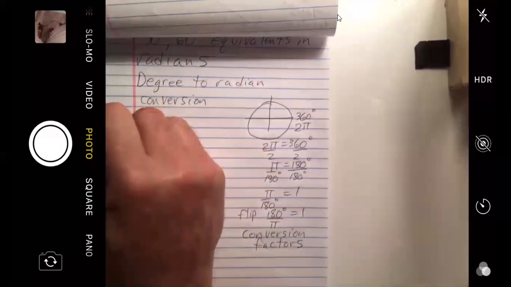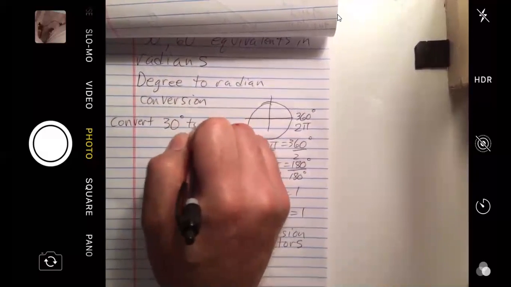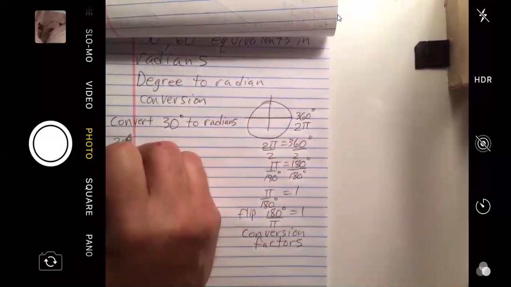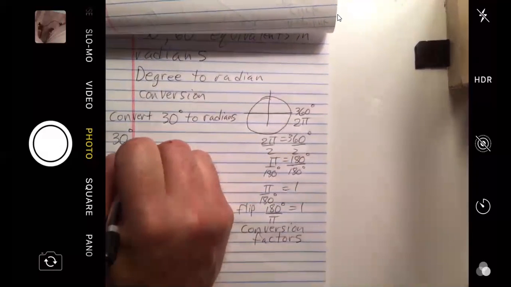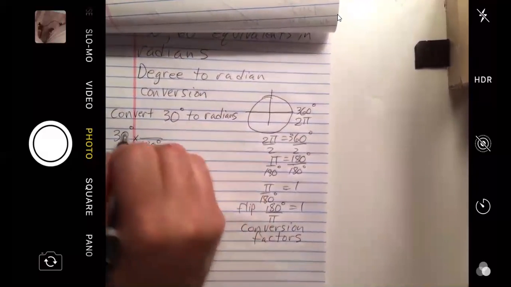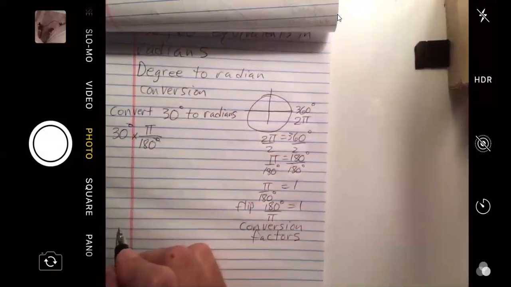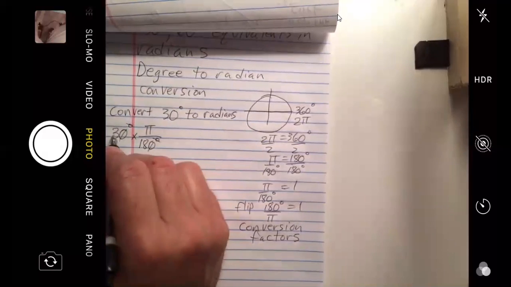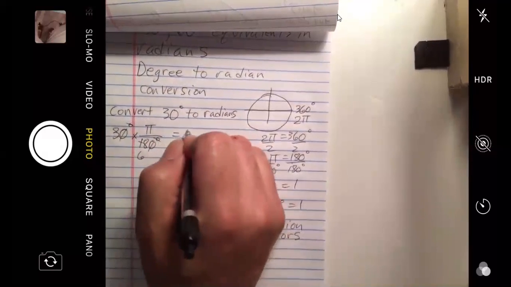So if I want to convert 30 degrees to radians, I start with 30 degrees, and I have to use one version or the other of this. If you've had any chemistry, you know about unit conversions. I use the version with the 180 degrees on the bottom so that the degrees cancel. I have pi here. Well, how many times does 30 go into 180? If you want to get rid of the 0, it's 3 into 18, which leaves a 6. It's pi over 6.